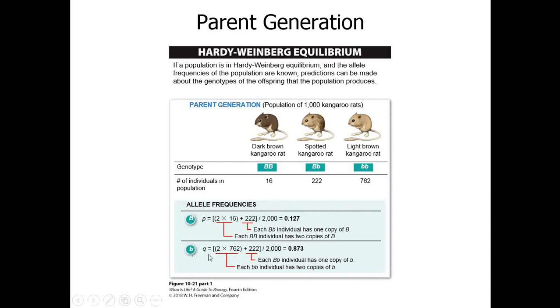We're figuring out Q down here, 762 right here, times 2 because we've got 2 of these in the population, plus 222 because we've still got our heterozygous individuals here. 222 of them have one of these. Divide by 2,000 equals 0.873. So that means 87.3% of this population has at least one recessive allele in its genotype. And so that's where those numbers came from. So those are the allele frequencies. Frequency, if you think frequency, think percent. Because we want to know how many are in this population at this time. That's what the frequency is.